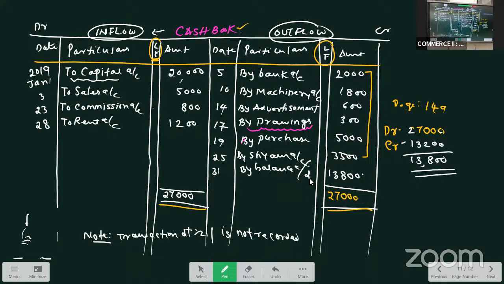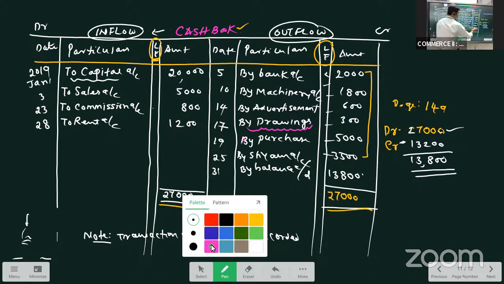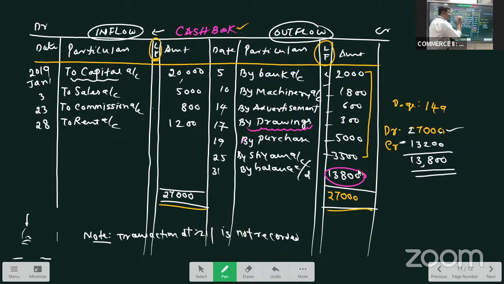How did I do the balancing? You see, first we took the debit side total, that was 27,000. Then we totaled all the figures on the credit side. The total was 13,200. This we have subtracted from 27,000 and we arrived at 13,800. This is the balancing figure, or we can say that this is the closing cash balance.